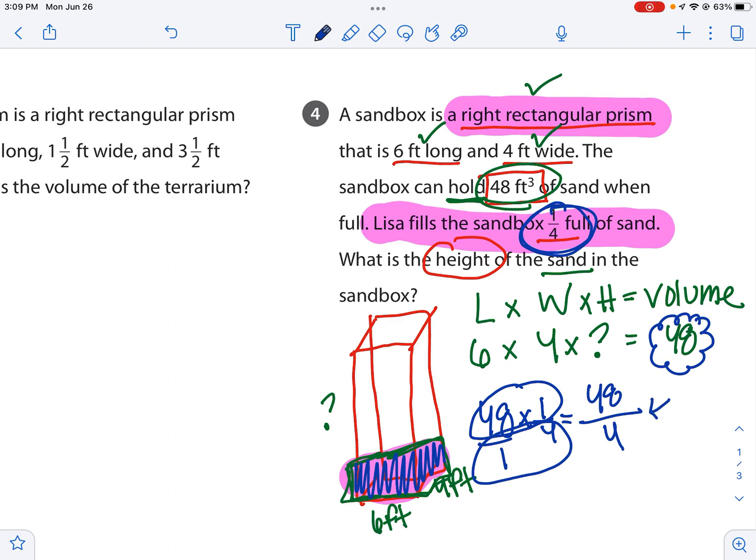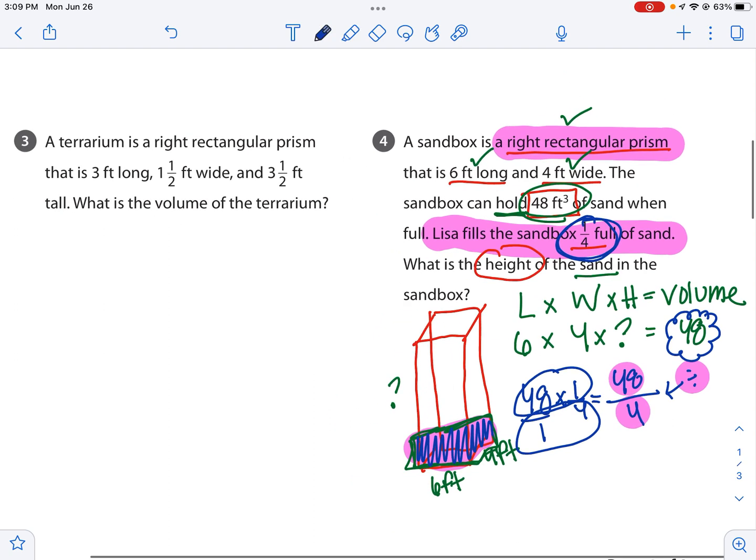Remember, this line here tells you to divide. So right now this says 48 divided by 4, which is a math fact. 48 divided by 4 is 12. So that means the volume of this section right here, because remember we're just doing this 1/4 section, is 12.